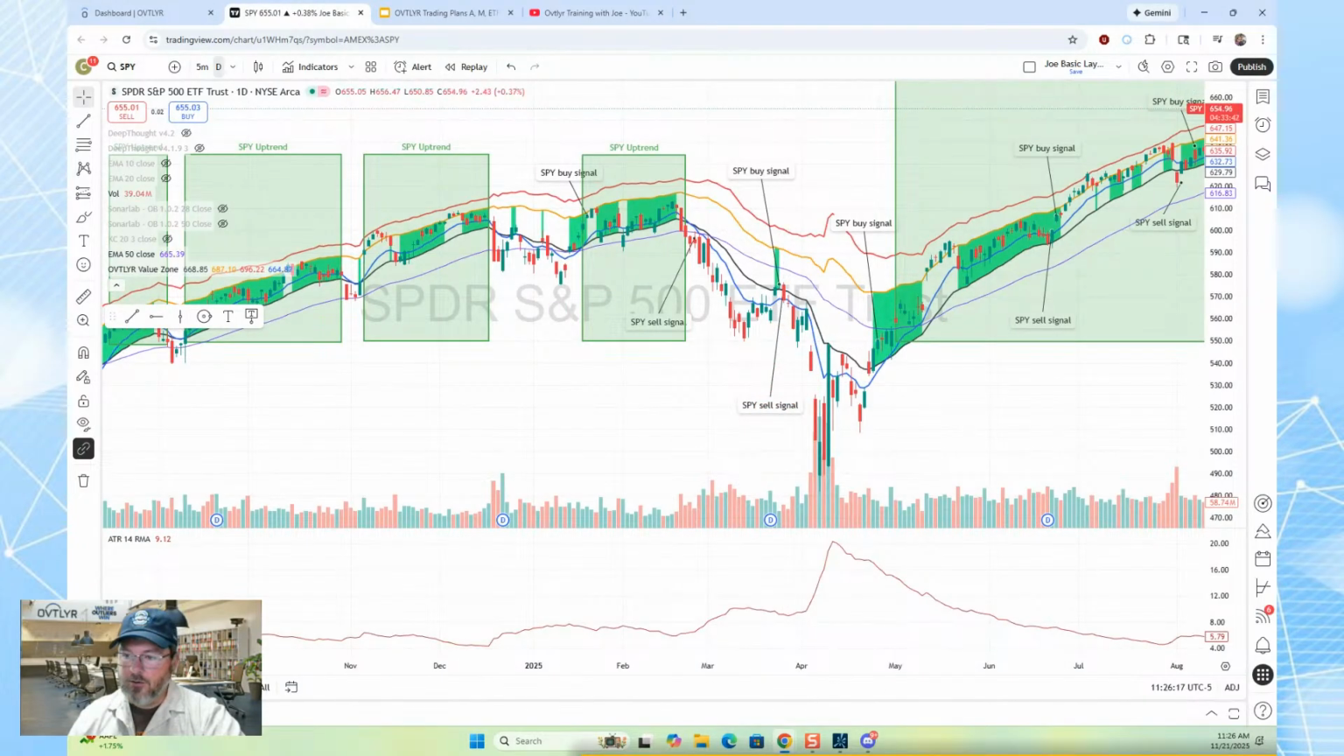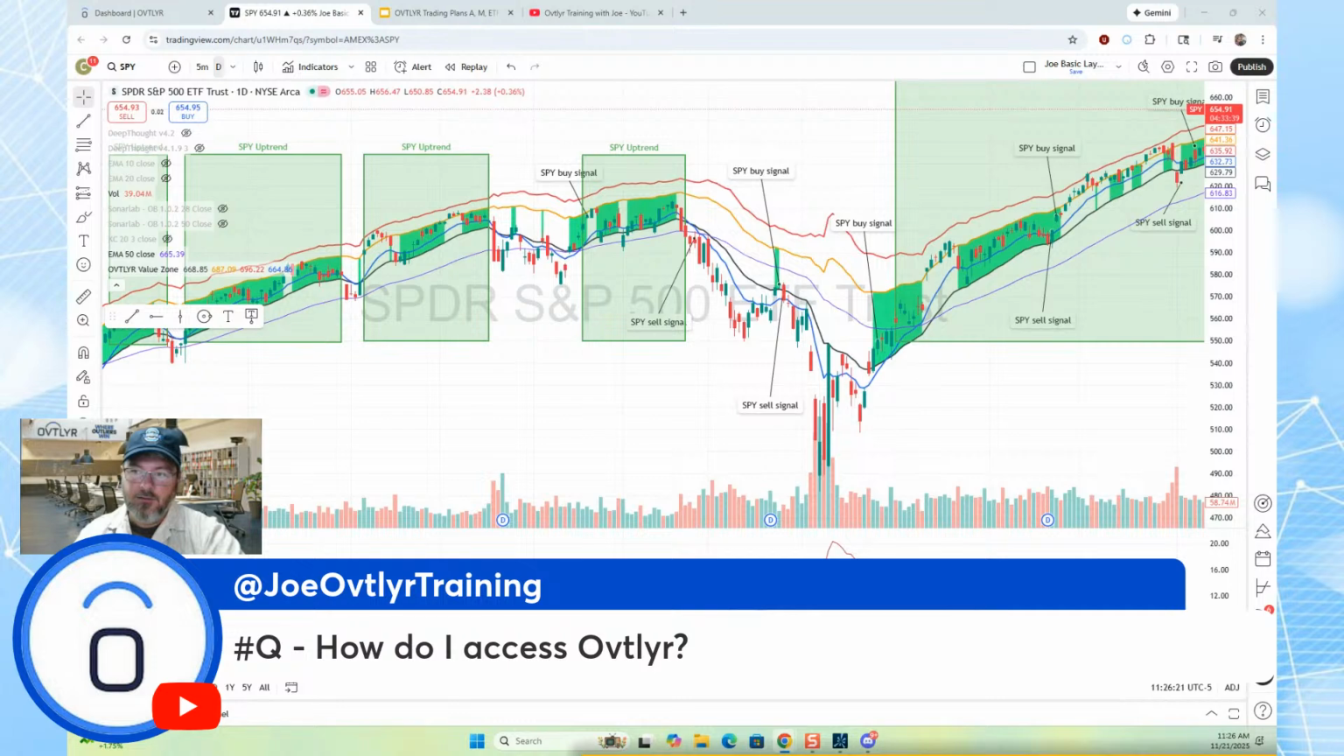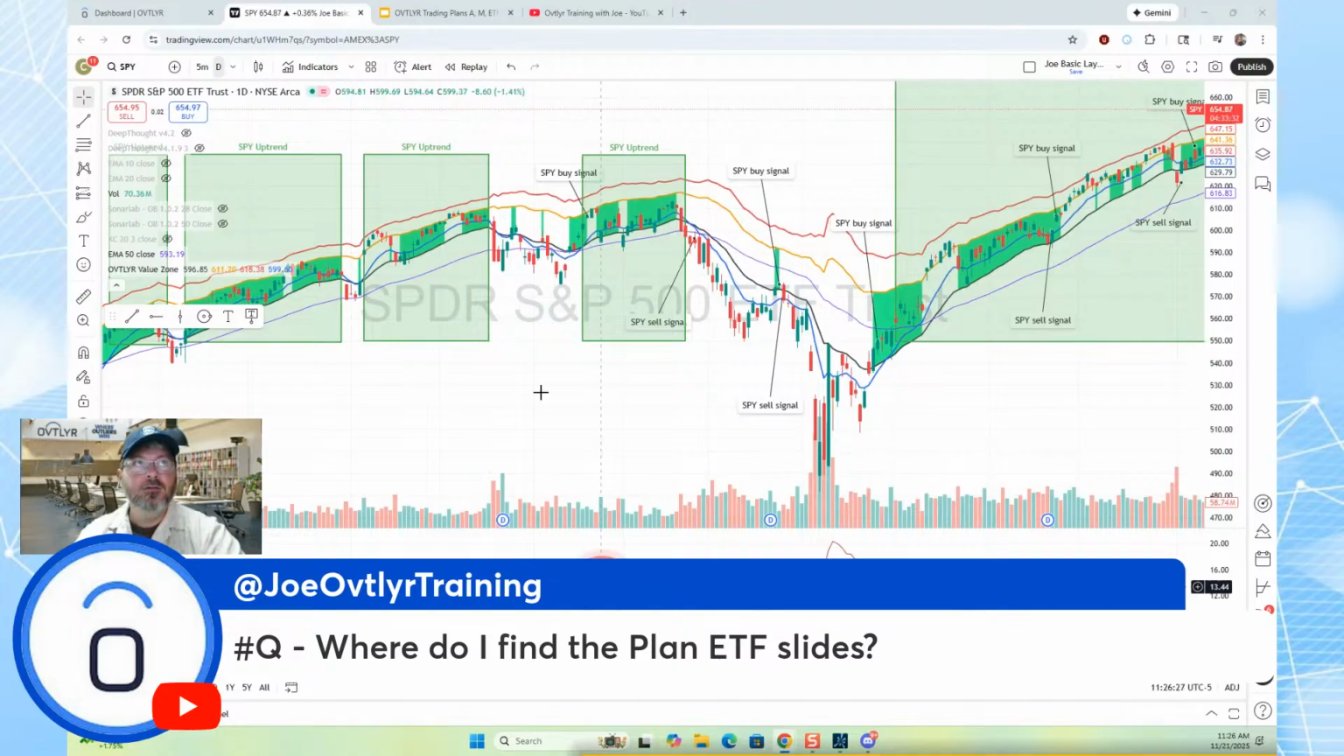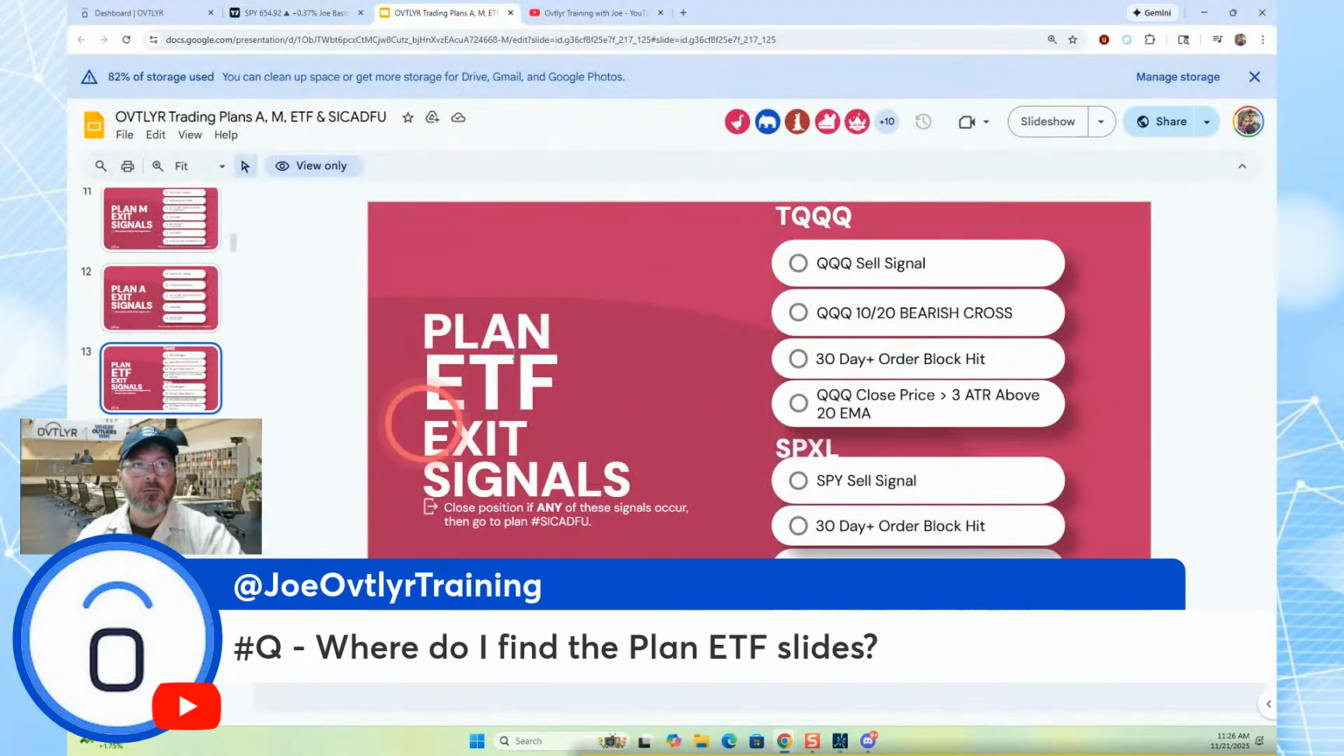All right, so we covered how to access Outlier. We covered how to access Discord. Where do I find the slides? Remember, we went to Discord and we opened up the slide deck right here, right? Let's talk about that for just a second.